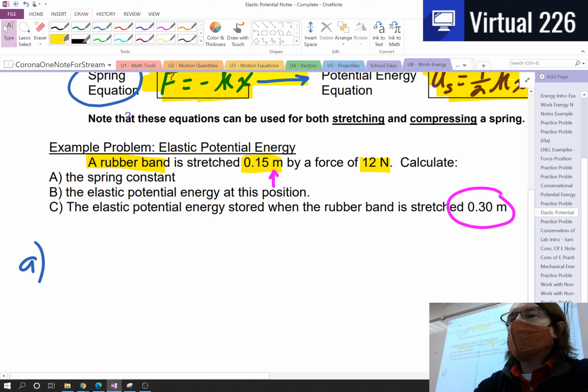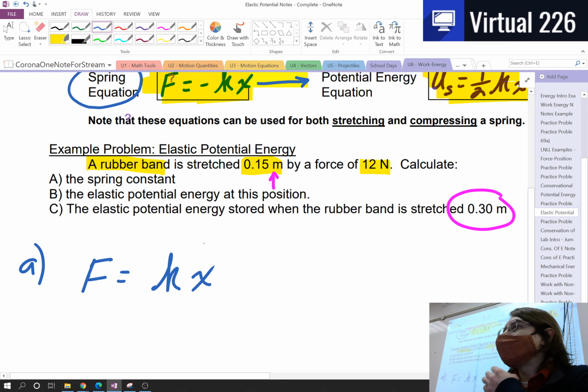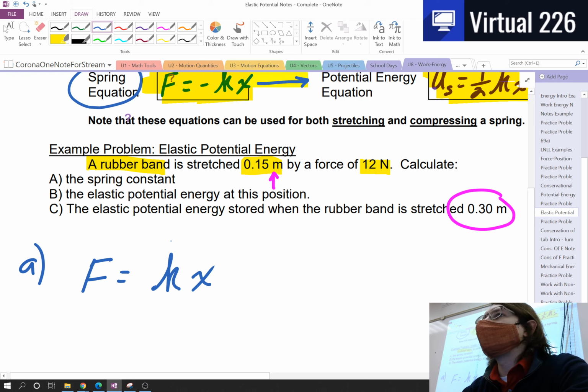So what we can first do is find the spring constant. We can say that a force is equal to a spring constant multiplied by some displacement. I've left out the negative here because it doesn't matter. The negative was nice for our free body diagrams in Unit 6 when we were talking about forces. In our case here, I don't care what direction we're stretching the spring. It's just being stretched.